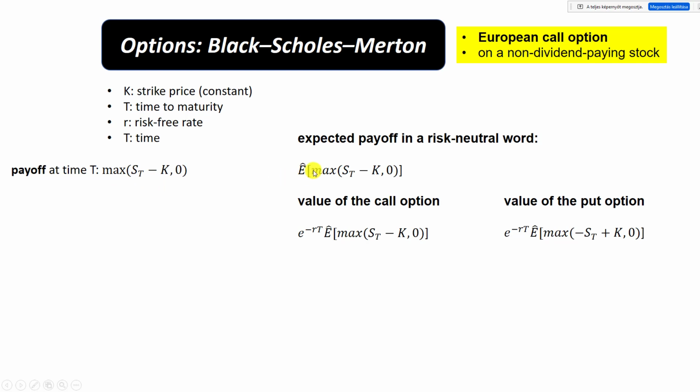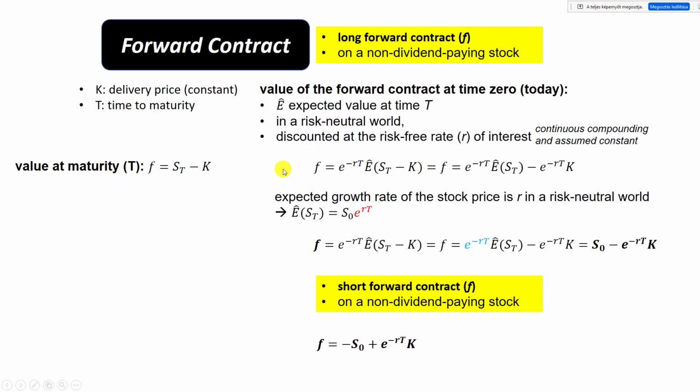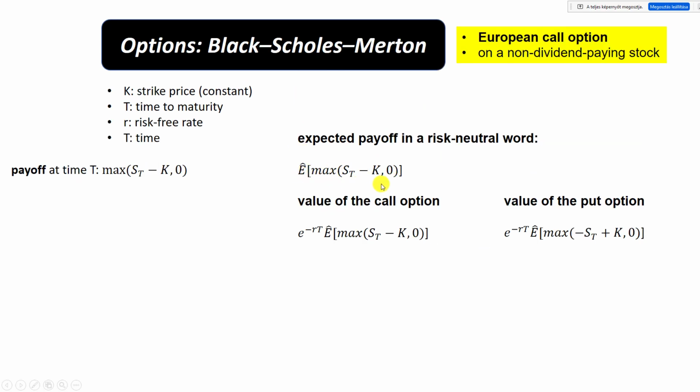And the expected payoff in a risk-neutral world would be, again going back to this approach when we added this expected value, the same thing, just now we have expectations. And if we are adding the present value, so this is the expected payoff, now for the value we have to calculate its present value, so that's why we are discounting here and there.